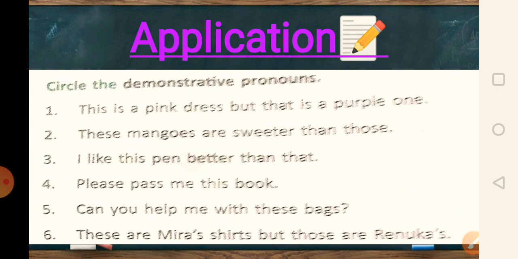Now it's your turn. Circle the demonstrative pronoun. Here are given some sentences. In these sentences, you have to circle the demonstrative pronouns. As we have read, demonstrative pronouns are this, that, these and those. Watch the video again carefully and underline or circle the demonstrative pronoun.